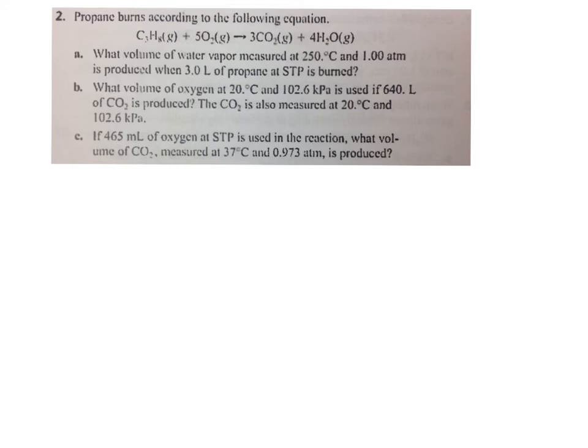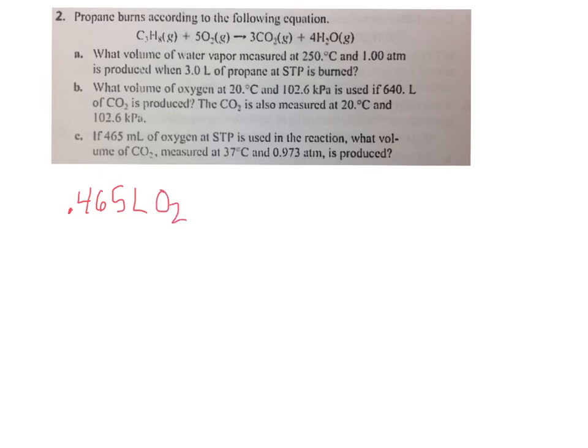For C, it's asking if 465 milliliters of oxygen at STP is used in the reaction, what volume of CO2 measured at 37 degrees Celsius and 0.973 atmospheres is produced. The first thing I would do is take note of what units they gave us. They gave us a temperature, a pressure, and STP. And good news, STP is both a temperature and a pressure, so we have sets of both. We have a volume in milliliters. We can keep it in milliliters, but because the ideal gas law states we want it in liters, I'm going to convert it quickly to liters. It's just 0.465 liters of oxygen.